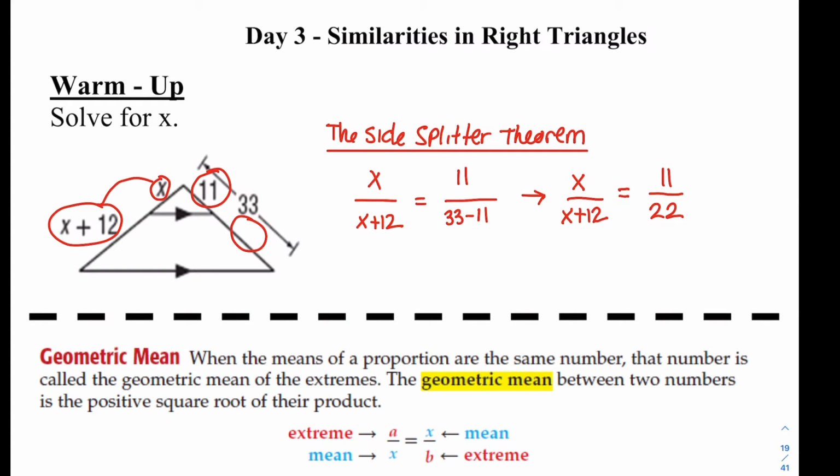Setting up a proportion means that we then can solve it through cross multiplying. But first, sometimes we can take a fraction and reduce it down. So here we have 11 over 22 equals 1/2. Now, as we cross multiply, 2 times x equals 1 times x plus 12. Alright, so that's the cross multiplying. We can collect like terms and solve for x. x equals 12.